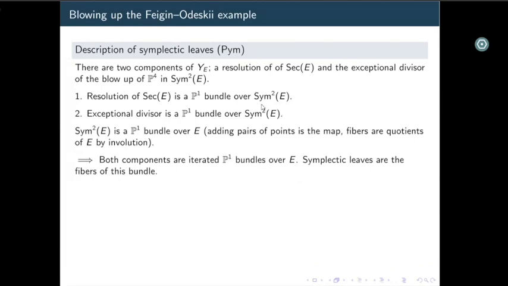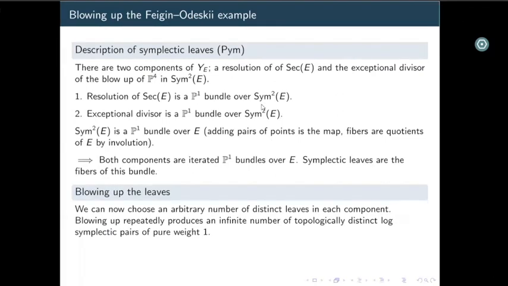And if you want to describe the symplectic leaves of these components, these are just fibers over E. So these are ruled surfaces over P1. So that's what the symplectic leaves of this thing are. Then you can just run the algorithm in this case. You choose an arbitrary number of symplectic leaves in each of these components, and you start to blow up. And eventually you'll get some sort of infinite collection of topologically distinct log symplectic pairs of pure weight 1. So you can construct these things anytime you have one to start with.